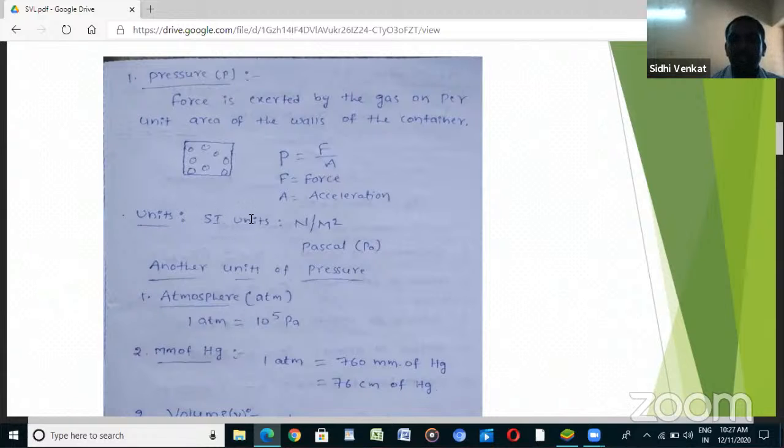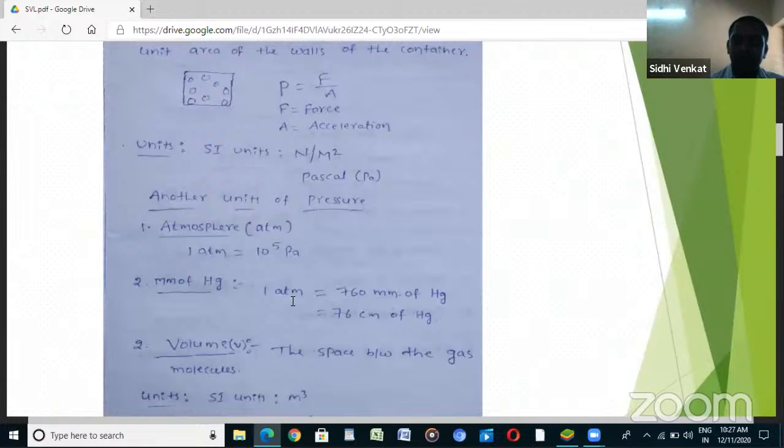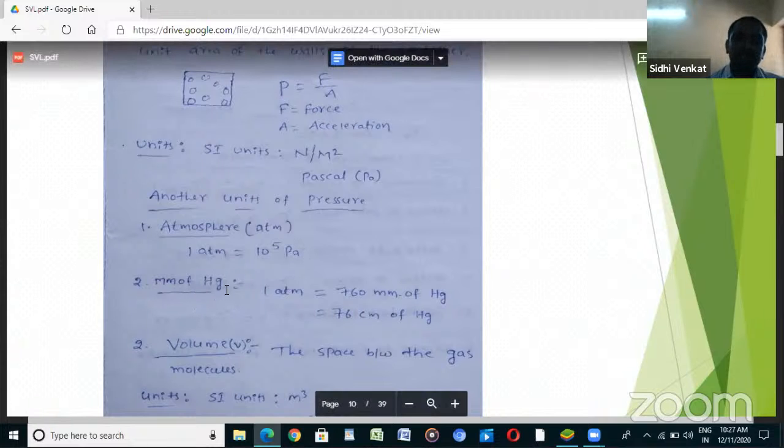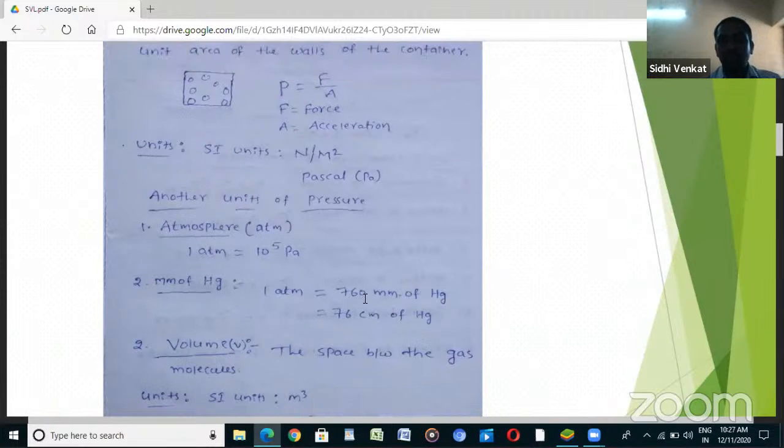What are the units of pressure? The SI unit of pressure is Newton per meter square or Pascal. Another unit is ATM, that means atmosphere. 1 atmosphere is equal to 10 to the power 5 Pascal. In mm of Hg, 1 atmosphere is equal to 760 mm of mercury and 76 centimeter of mercury.